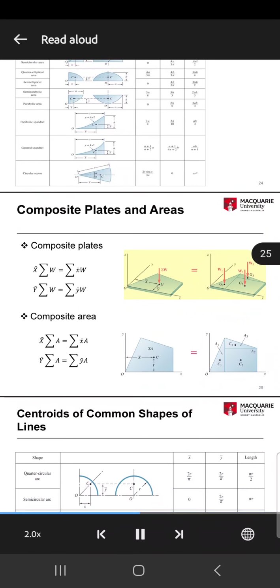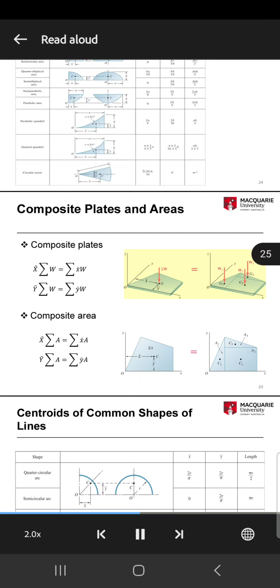Composite plates and areas. The location of the center of gravity G of a composite plate can be determined from the centers of gravity G1, G2 of the component plates.